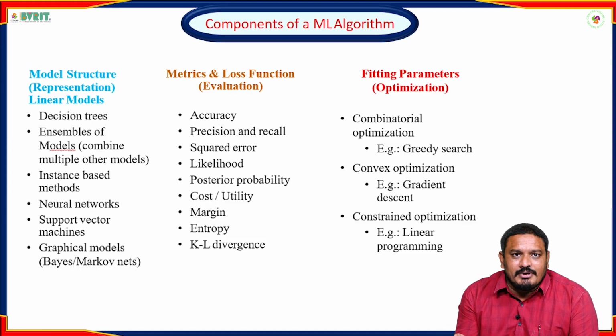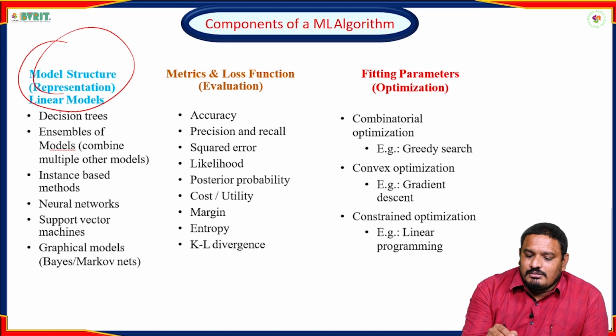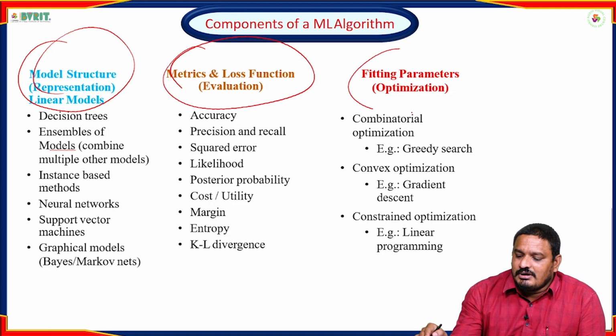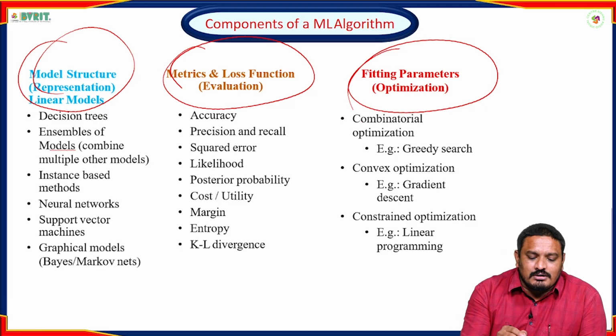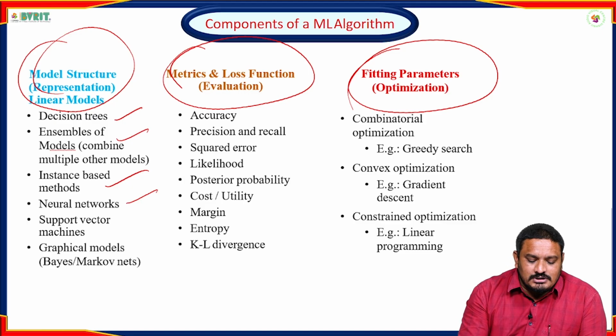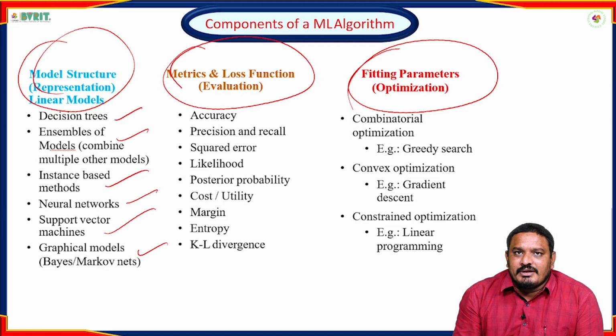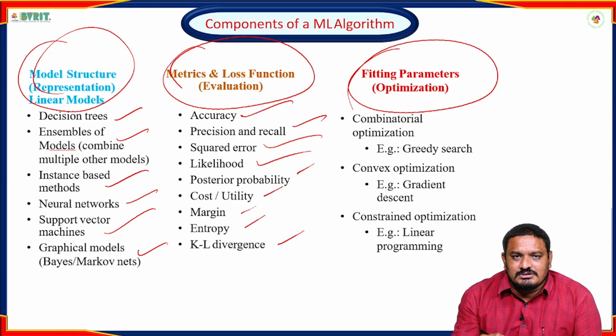Finally, the next concept is what the components in machine learning are. The components can be classified in 3 ways. The first one is the model structure, the second one is the metrics, and the third one is the parameter optimization. The model structures are decision trees, ensemble models, instance based methods, neural networks, support vector machines, and graphical models. Metric functions are accuracy, precision, recall, squared error, and likelihood. These were all discussed in the previous slides.